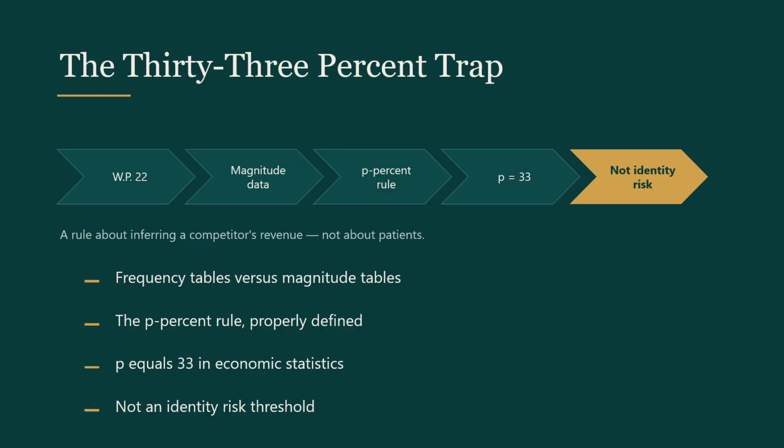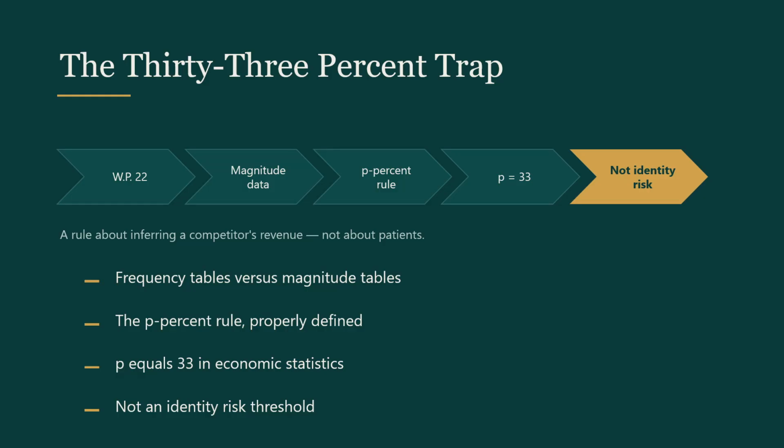Magnitude tables report aggregate quantities, the total value of shipments from businesses in a county, total payroll, total production. For magnitude tables, the paper develops the P% rule, and here is its actual definition, which almost nobody quotes correctly. A cell is suppressed if a small coalition of respondents in that cell could use their own known values to estimate another respondent's contribution to within P% of its true value.